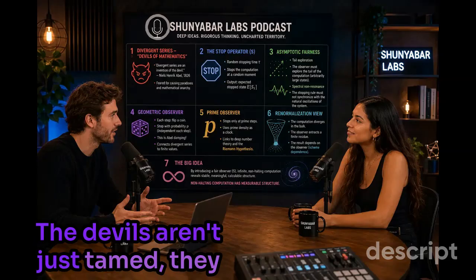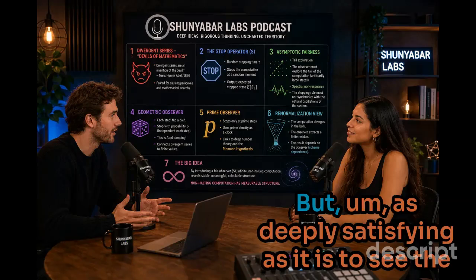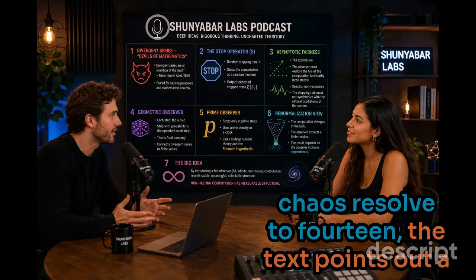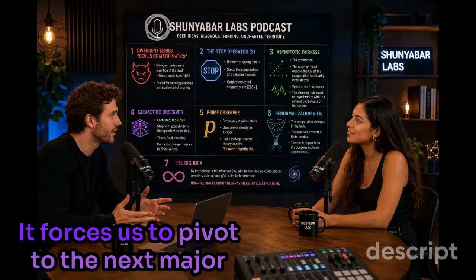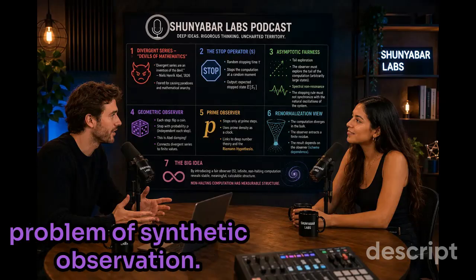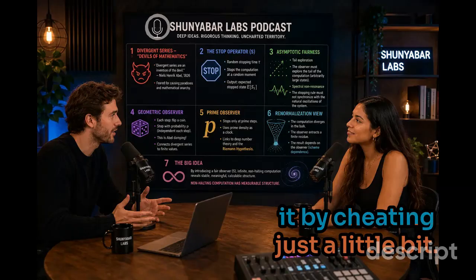The devils aren't just tamed, they are domesticated. It is genuinely breathtaking that math works this way, but as deeply satisfying as it is to see the chaos resolve to 14, the text points out a subtle, lingering philosophical problem. Yes, it forces us to pivot to the next major evolution in the framework, the problem of synthetic observation. Right. We solved the problem, yes, but we solved it by cheating, just a little bit.